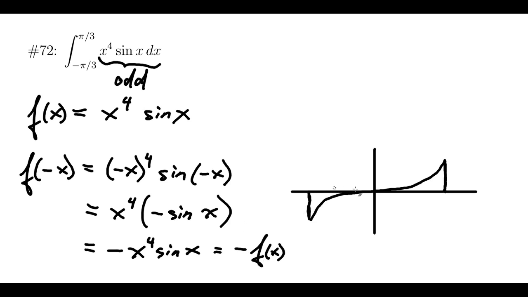Since this function is odd, it's perfectly symmetric about the origin, which means that this positive area and this negative area are equal in magnitude, so they cancel each other out. And this integral is equal to 0.